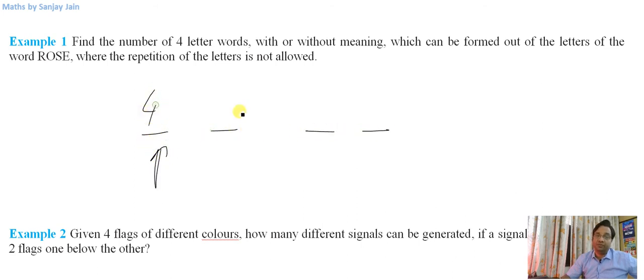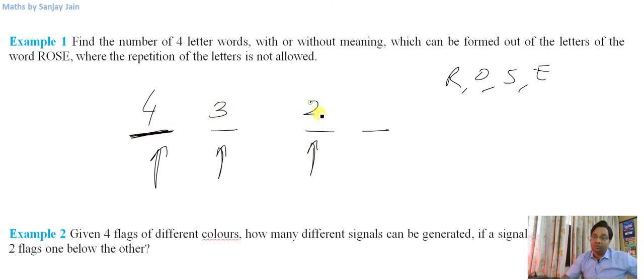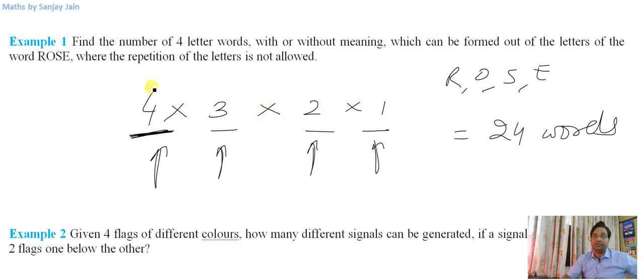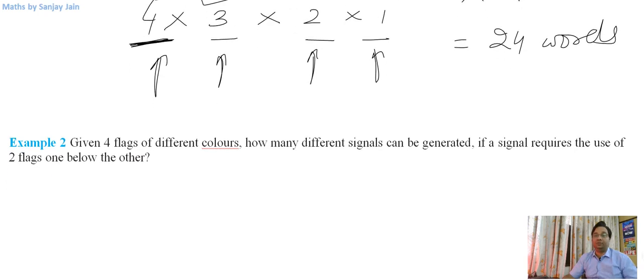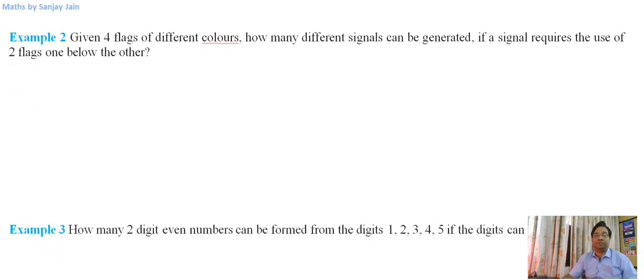You can fill in 4 ways. All the letters are available. Now when you are filling the second place, one of the letters has already been utilized, so you have got 3 options, 2 options, 1 option, total 24 words you can form, because fundamental principle of counting says you need to multiply these. I hope this is enough explanation for you to understand fundamental principle of counting.